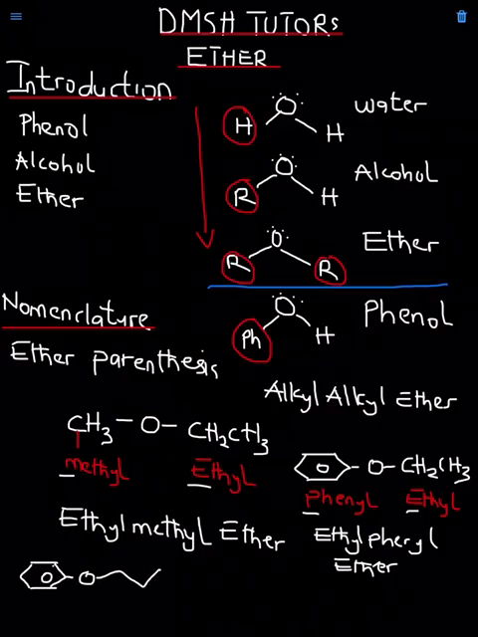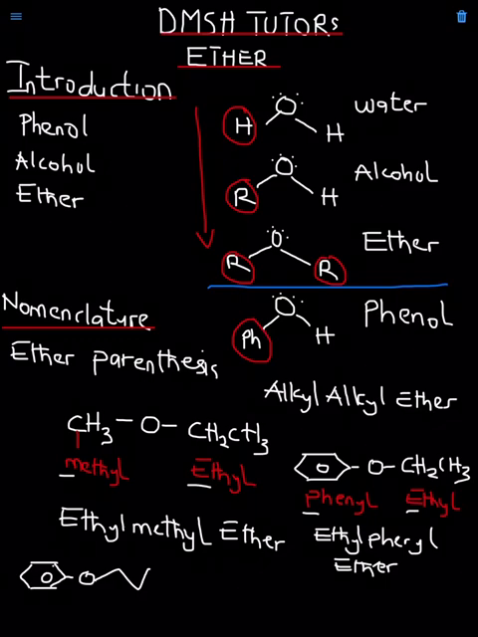So let's check this compound. As you can see, this is phenyl, am I right? And this is what? 1, 2, 3. This is propyl. Alright, so we check very well.